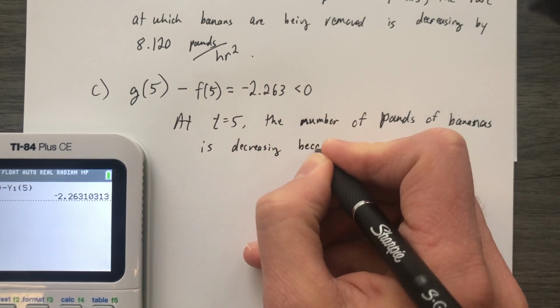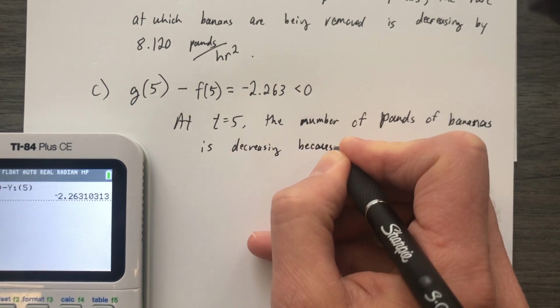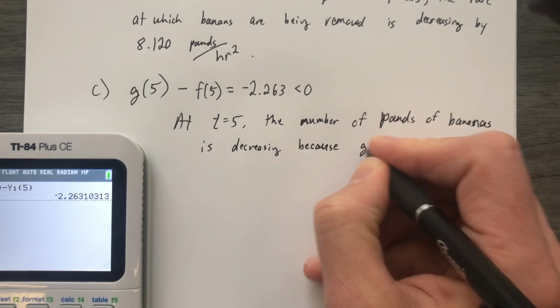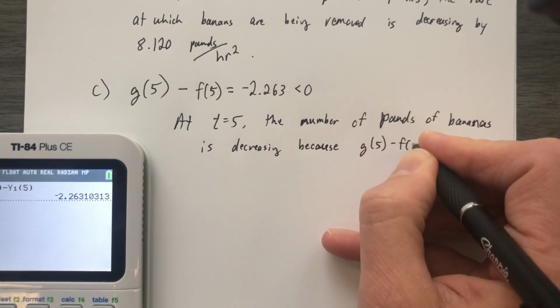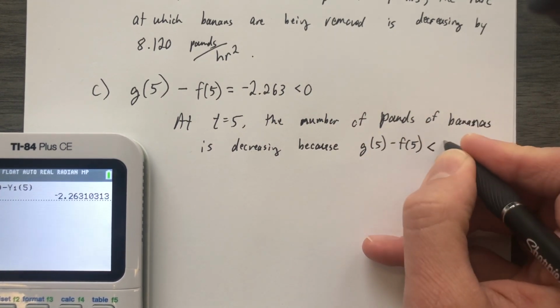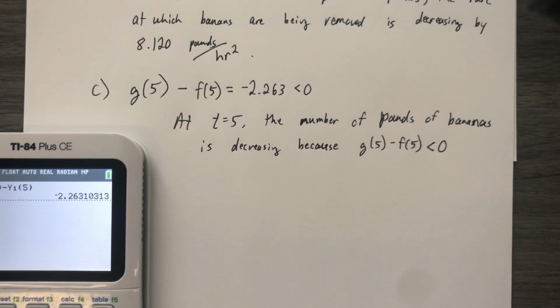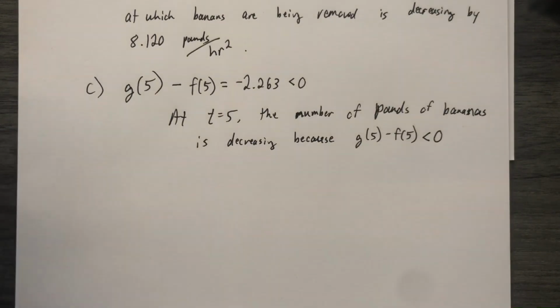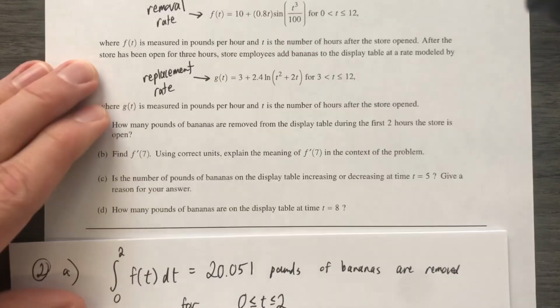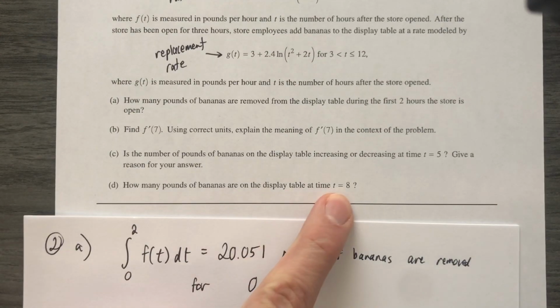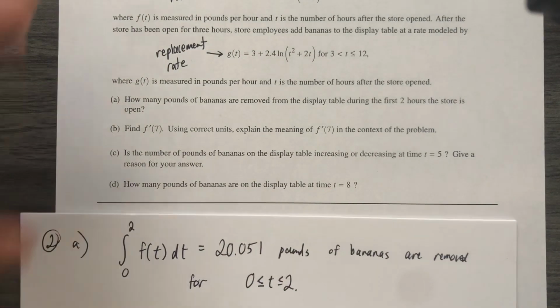And I want to give a reason for this. It's because g of 5 minus f of 5, which we've just calculated, is negative. All right, part D. Let's see what it says. How many pounds of bananas are on the display table at time t equals 8? This one should be pretty straightforward.